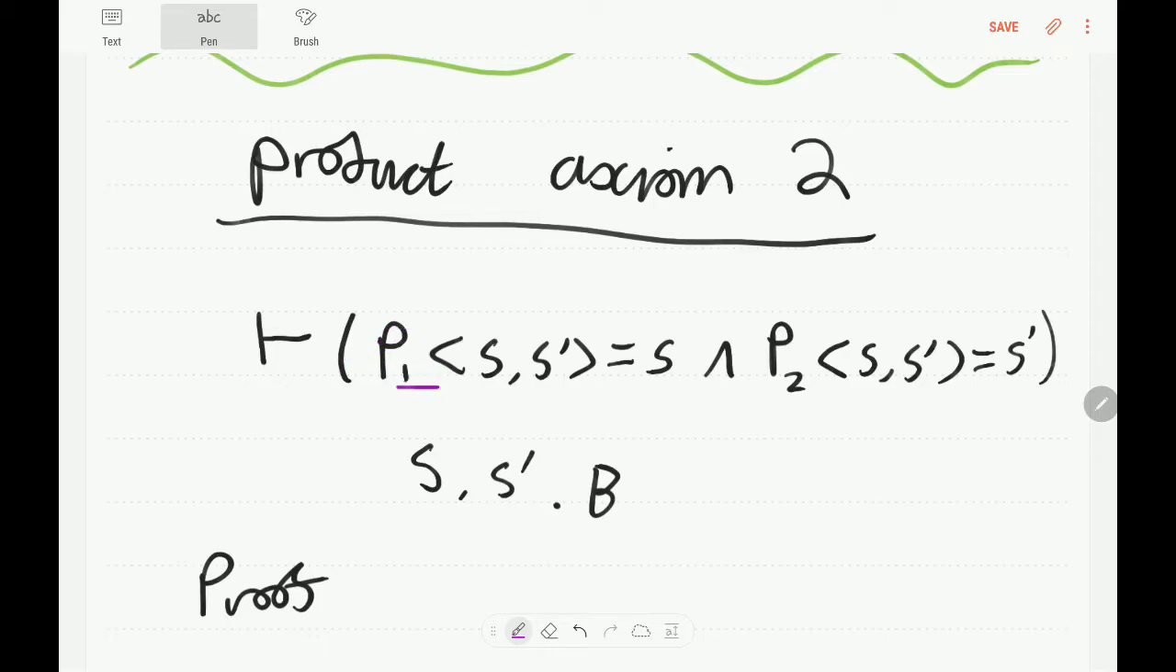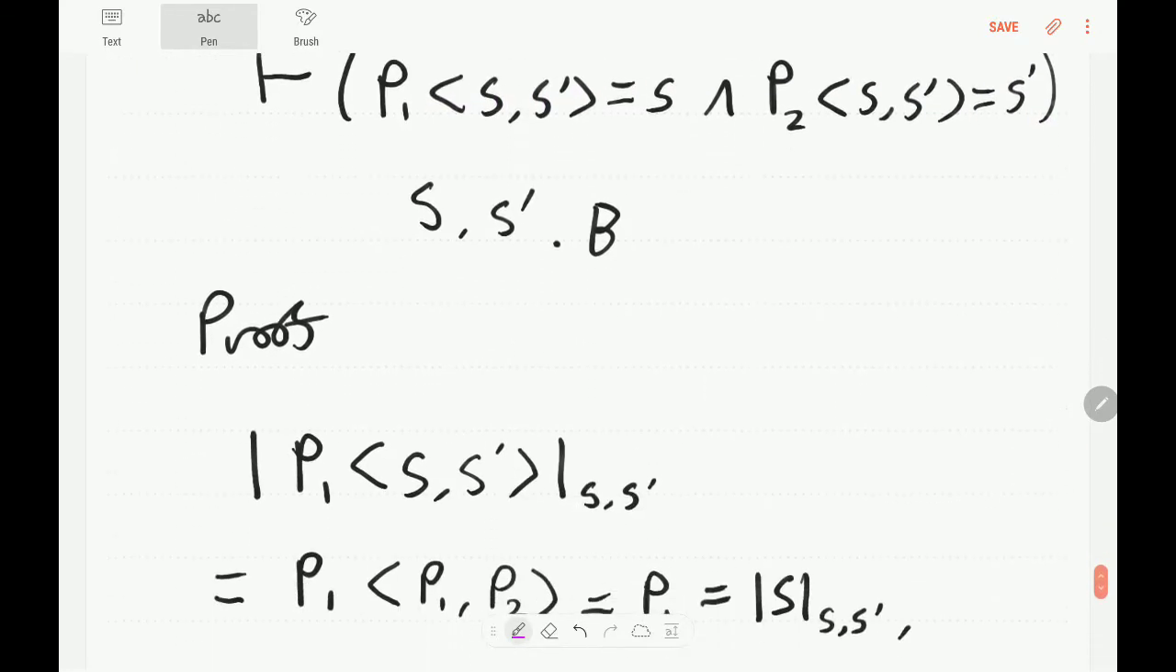it's always true that doing the first projection... So it says that if we have variables s and s dash of type B, then if we do the first projection on s and s dash, we always get s. And if we do the second projection on s and s dash, we always get s dash. And here, of course, these are terms.